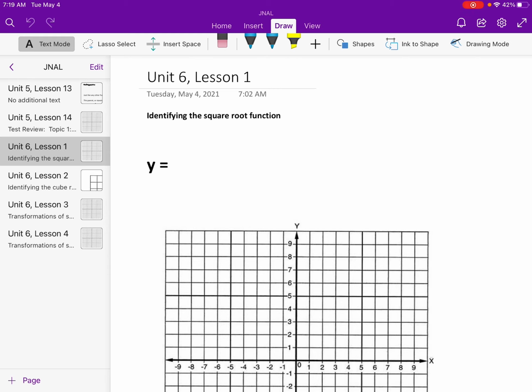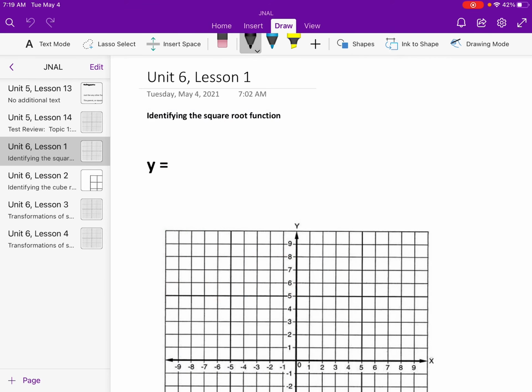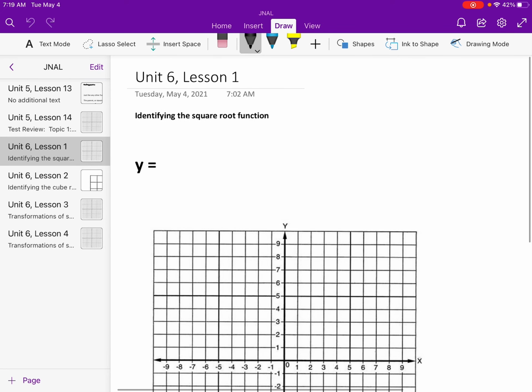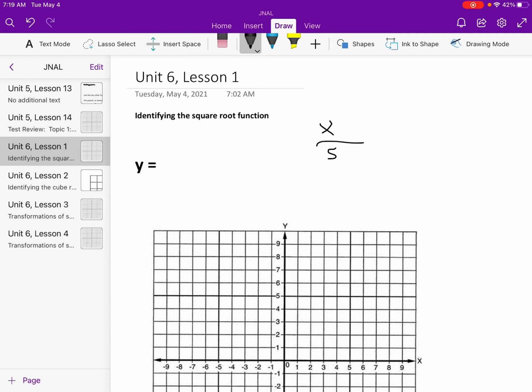Rational means it's kind of like a fraction. Let me see, how do I draw one? Okay, so it would be like a fraction, like x over whatever. But radical is something like this. That's what we'll be looking at.